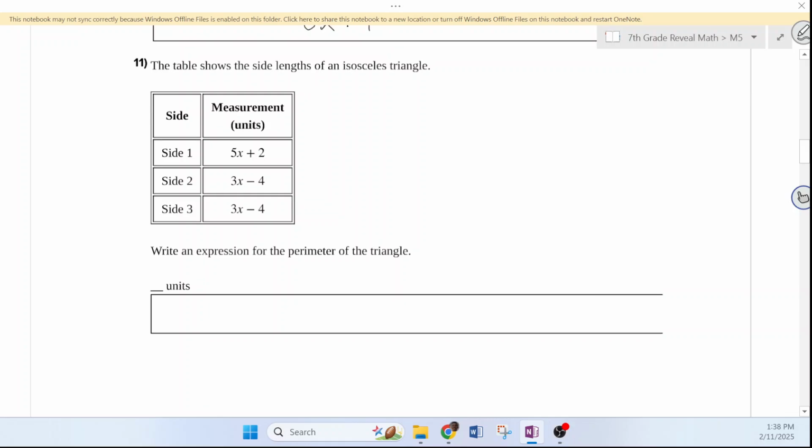All right, we got, let's see, this table shows the side lengths of an isosceles triangle, and we want to write an expression for the perimeter of that triangle. Perimeter means add up the rim. I like to circle the rim, make the T into a plus sign, right? I'm going to add up all the sides of the rim, and I have one side is 5x plus 3 plus 2. I'm going to add to that 3x minus 4. I'm going to add to that 3x minus 4 again.